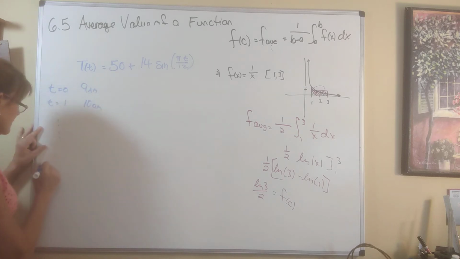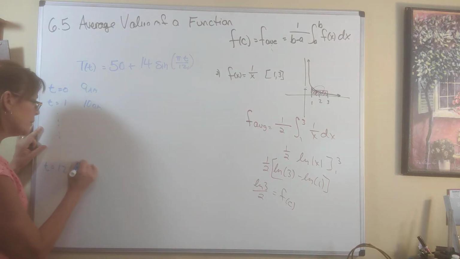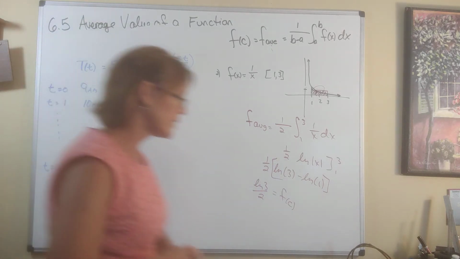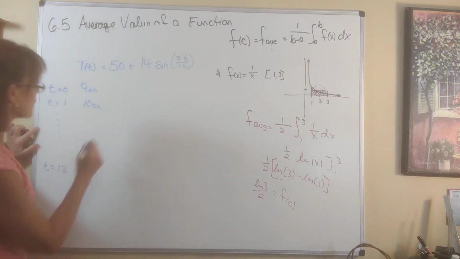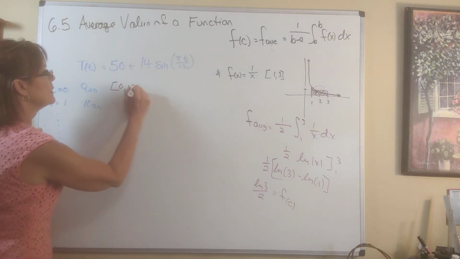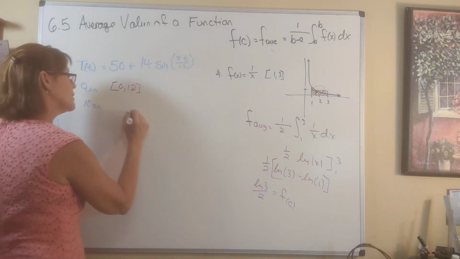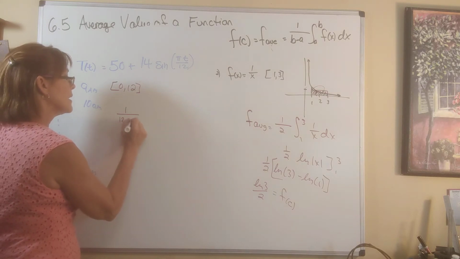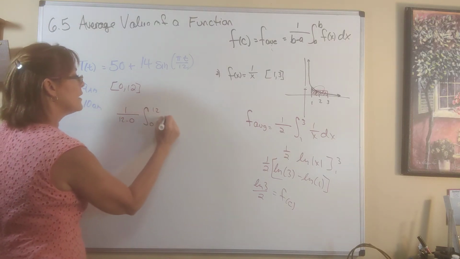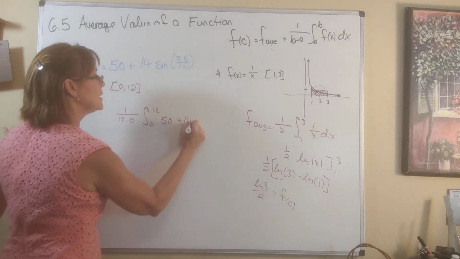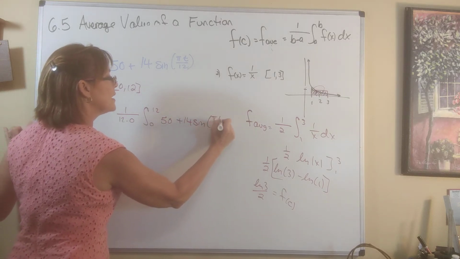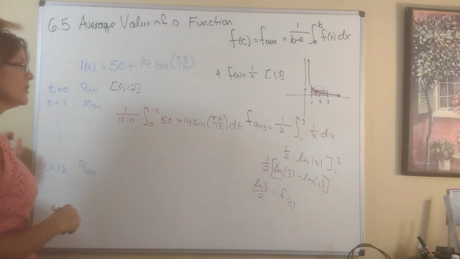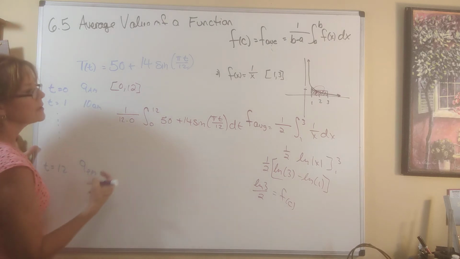Okay, so when t is 12, we will be at 9 p.m. So that gives us the limits of integration. We're going to go from 0 to 12, right? So f average is going to be 1 over b minus a, or 1 over 12 minus 0, times the integral from 0 to 12 of 50 plus 14 sine of pi t over 12 dt. We just integrate this and we'll have the average value. So let's figure out the average temperature, which is what we're after this time.